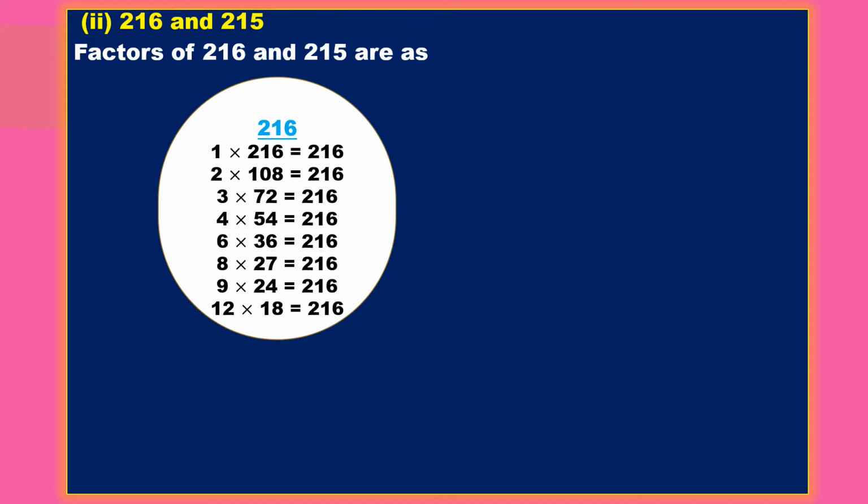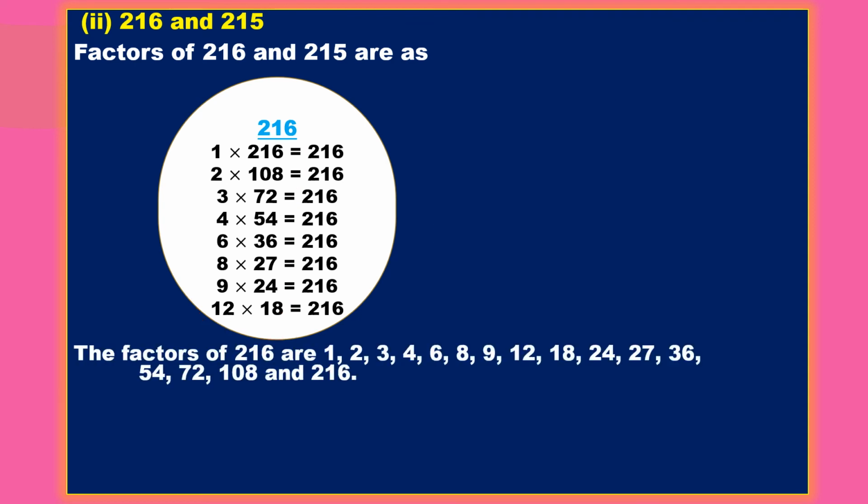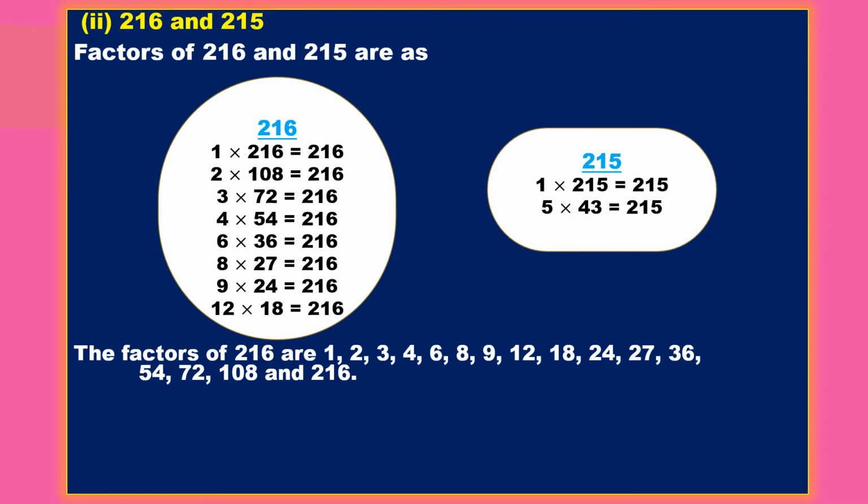Now I'll find out the factors for 215. 1 times 215, 5 times 43. Other than these four factors, there are no more factors. So the factors of 215 are 1, 5, 43 and 215.